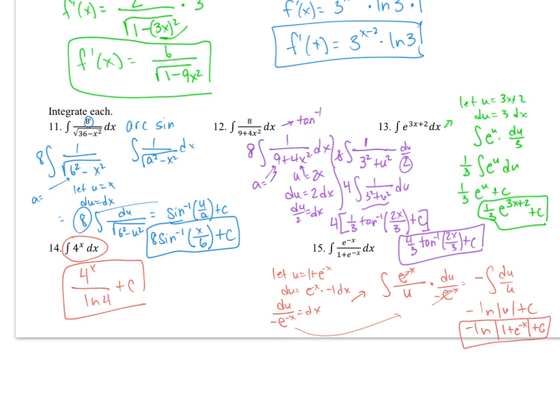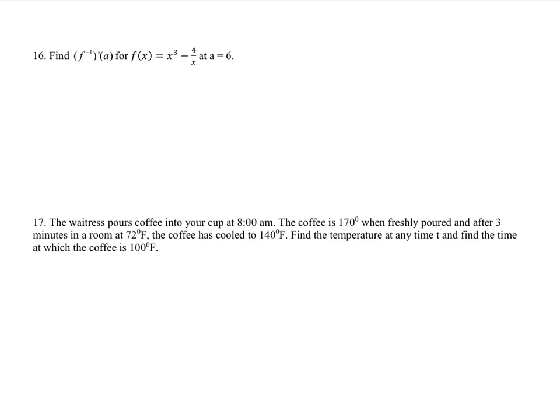All right, moving on to the next page. Now, on this one, we have to find the inverse derivative for that function at a equals 6. So let's recall what our inverse derivative formula is. Let me write it correctly. So the inverse derivative at a is 1 over f prime of f inverse of a, like that.